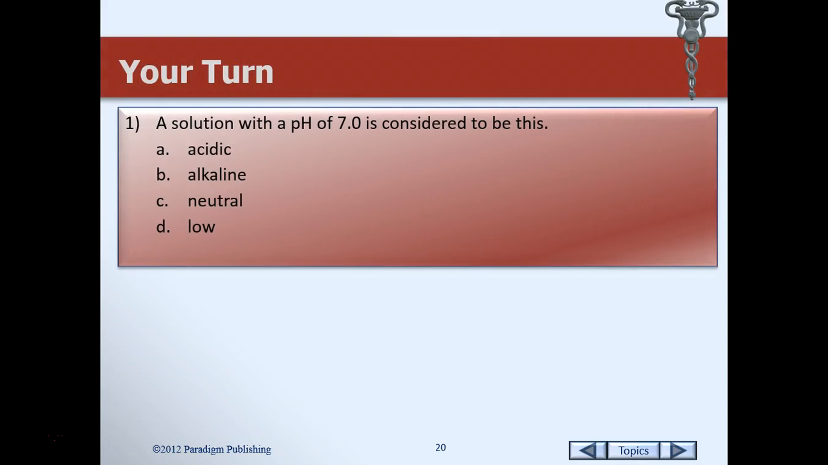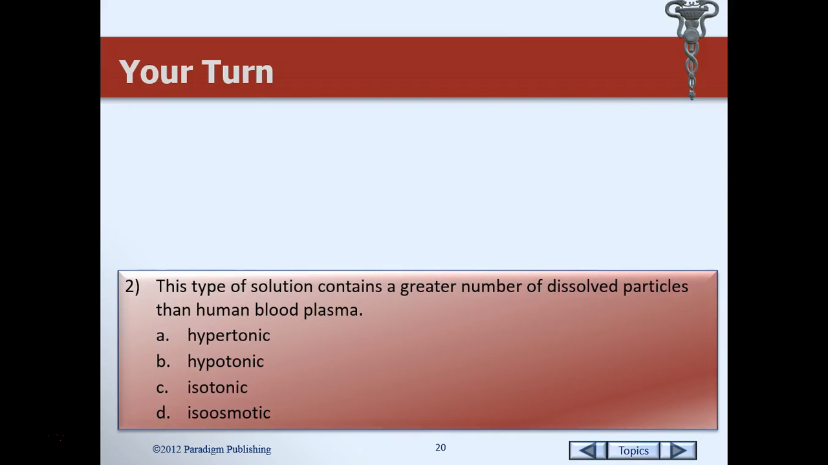So the first one, a solution with a pH of 7 is considered to be neutral. Correct. Next, this type of solution contains a greater number of dissolved particles than the human blood plasma. Greater number would be hypertonic. Okay, time for some additional questions.